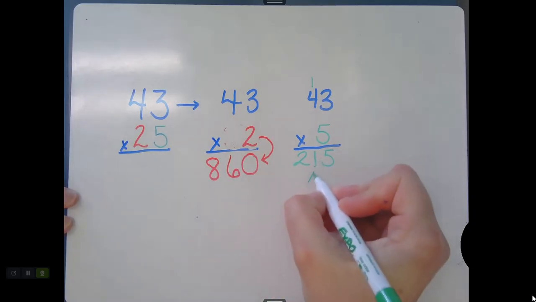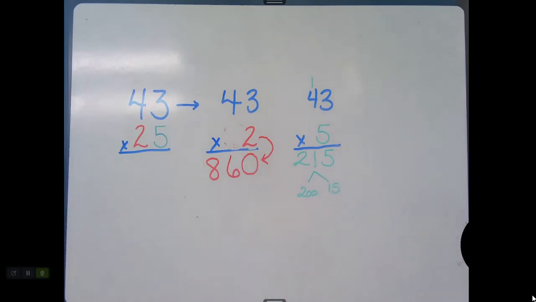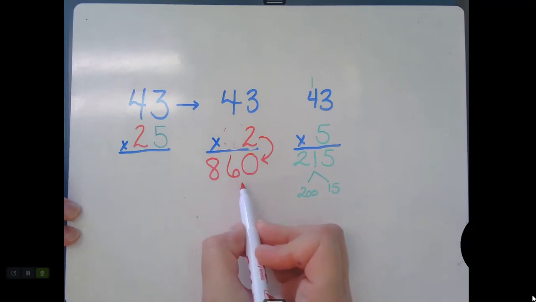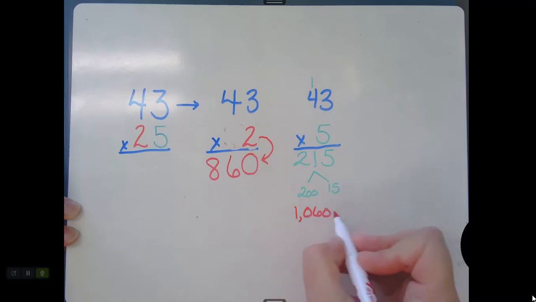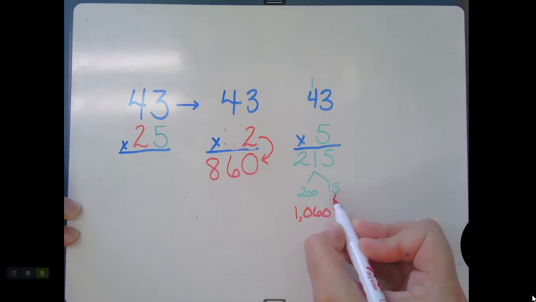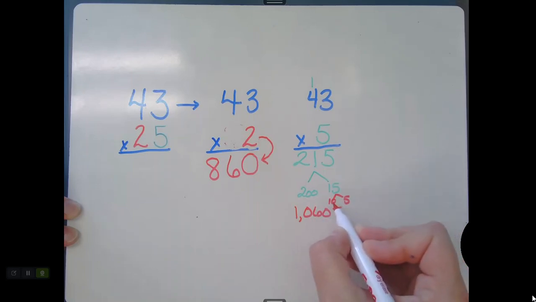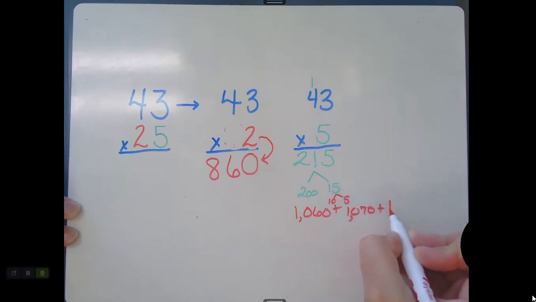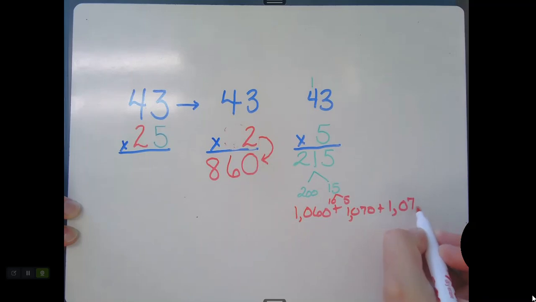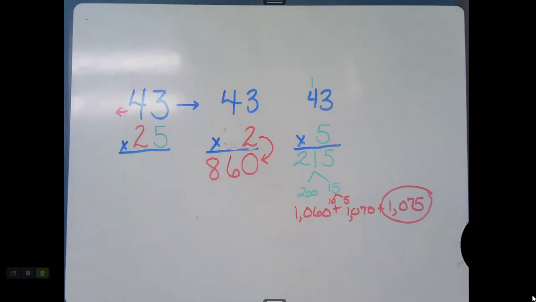I do like to break this apart into 215 to add, which means I'm going to start with 860 plus 200, which would give me 1,060. Then I'm going to add in my 15, or I could even break it into a 10 and a 5. So 1,060 plus 10 is 1,070. Plus that 5 will give me 1,075 as my product.